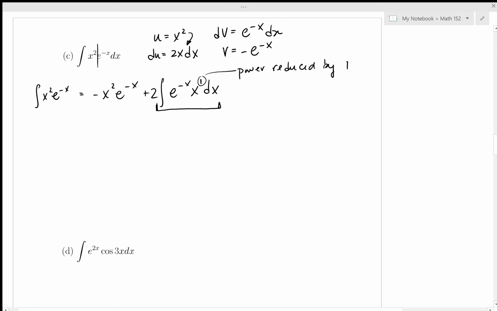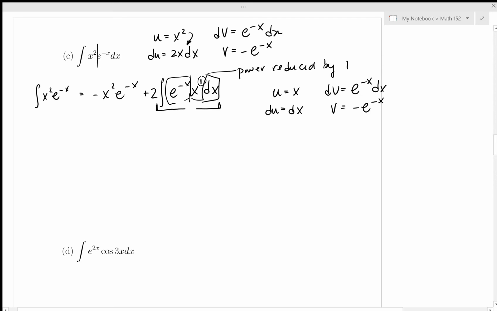Okay, it's very similar to the one we just saw. So now I say, okay, that's fine. Don't give up. Proceed. u will be equal to x, and du will be dx. dv will be the remainder of it. So I'm dividing it here. Well, I have to be careful. I have to divide it there, actually. So the dv is e to the minus x dx. v is, like it was before, minus e to the minus x.